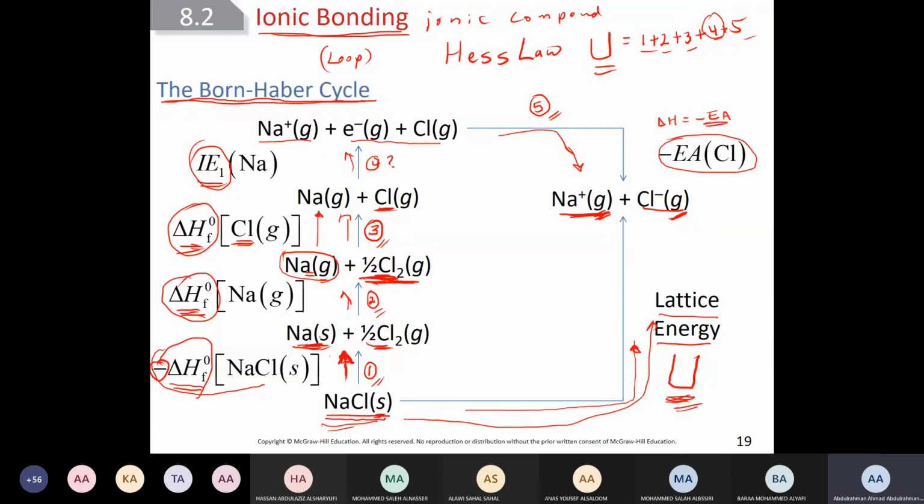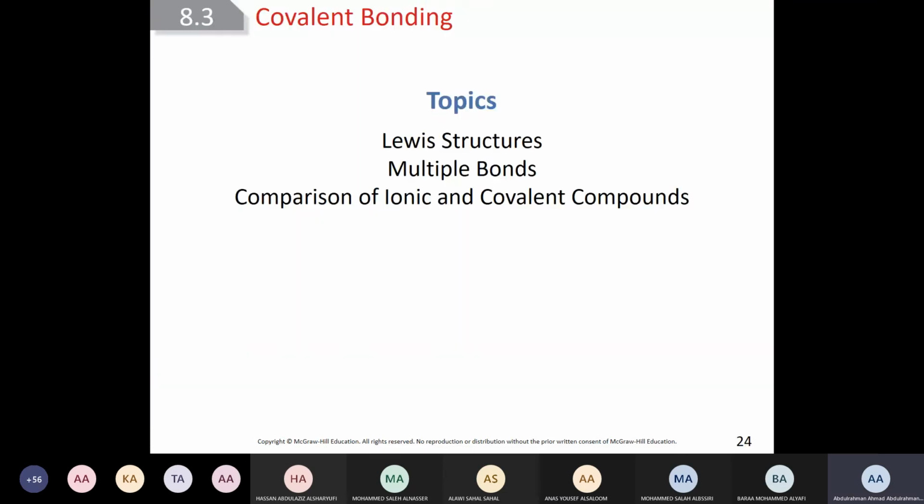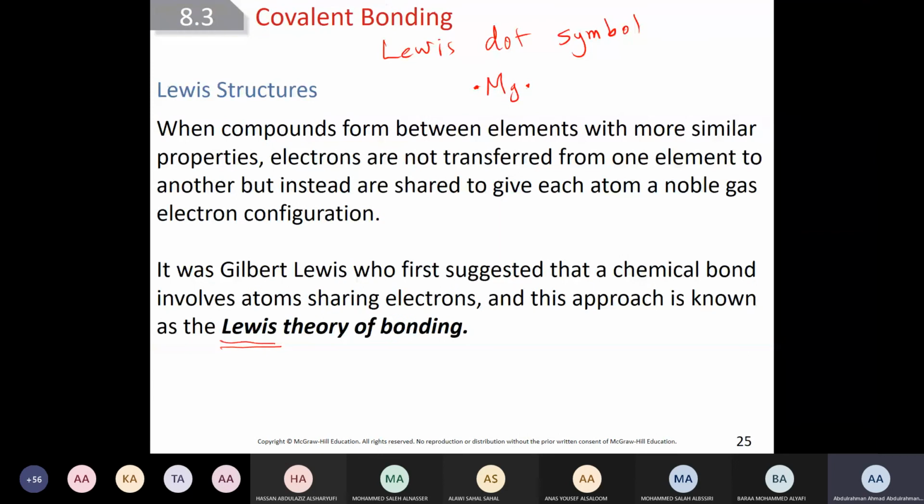The elements will always like to make 8 electrons around them. That's why, for example, F does not like to be like this, with 7 electrons. It prefers to have 8 electrons. All right. So he says that, of course, there are exceptions.